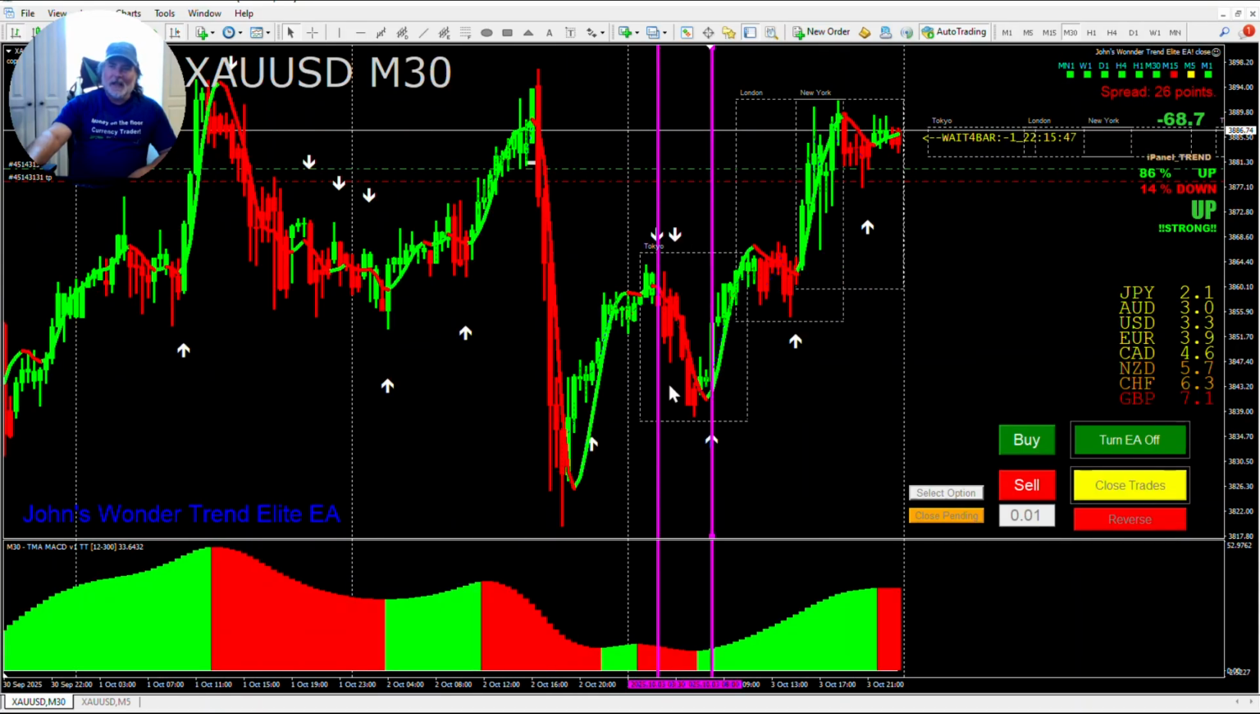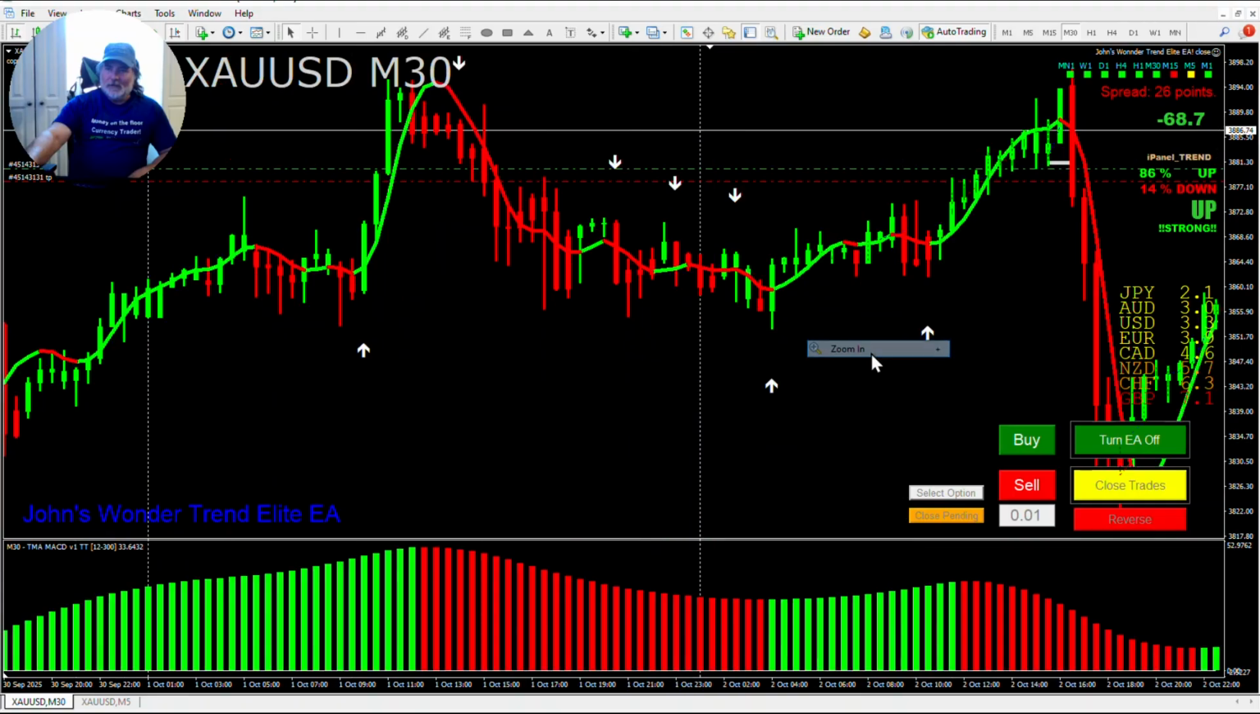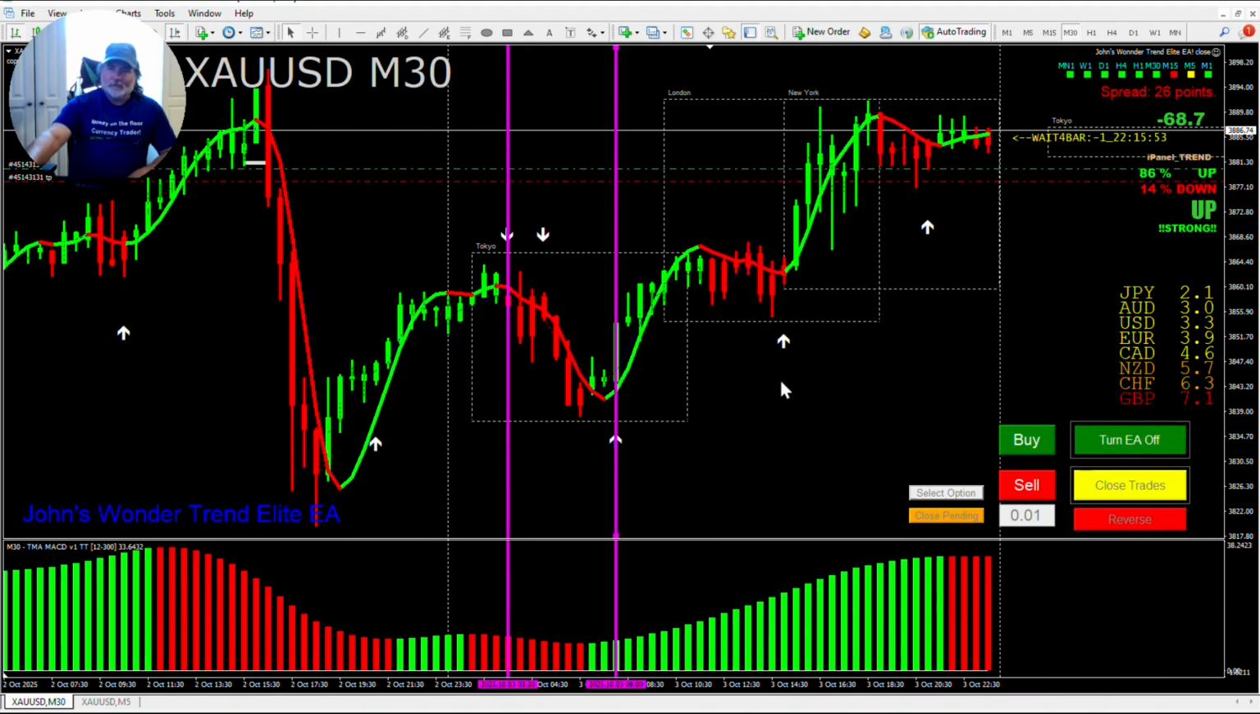But the idea is that, let me zoom in a little bit, sorry. There we go. The idea is the 15 and the 30 are easier to hold on to, easier to take a trade. There's only so many trades in each session. There's only one or two trades in the session.